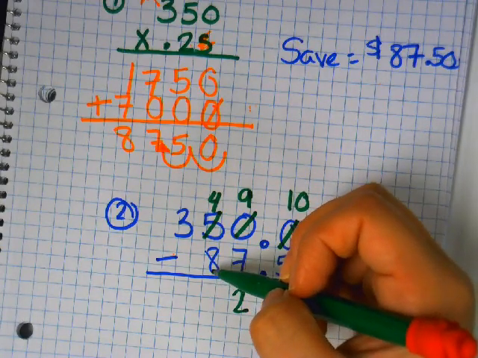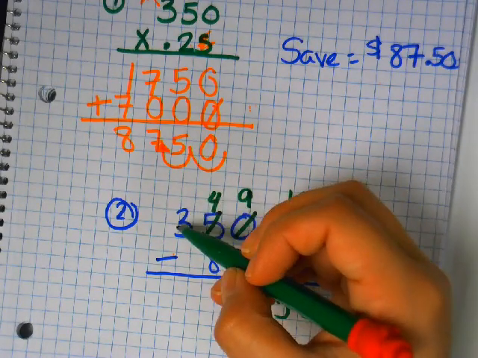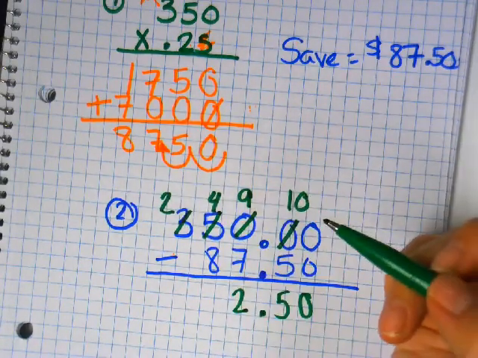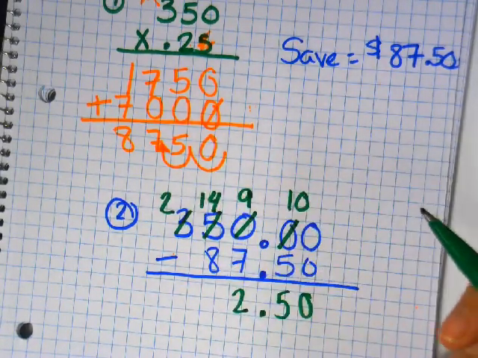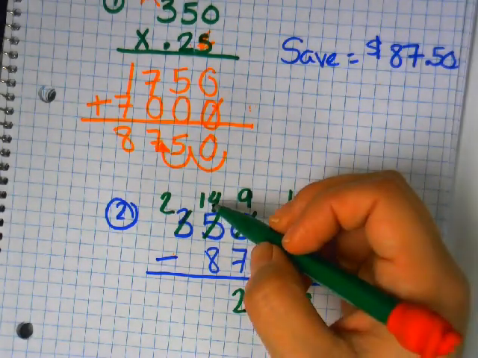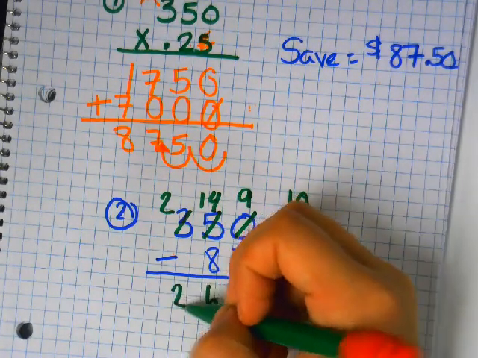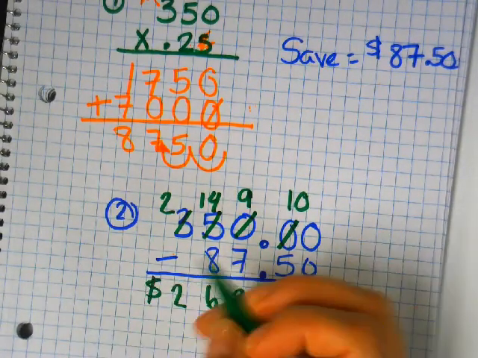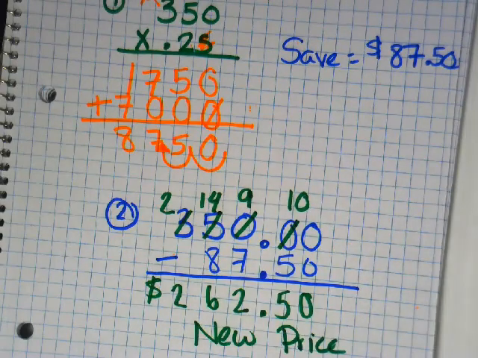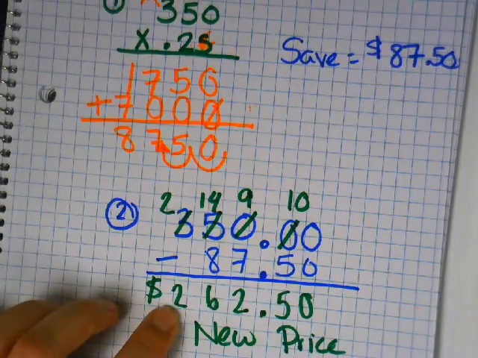I can't do that, so the 4 borrows from the 3. What does the 3 become? A 2. What does the 4 become? 14. When you borrow, you give 10. 262. Yep. So this is my new price. So when I go to Best Buy, I'm going to be spending $262.50 before tax.